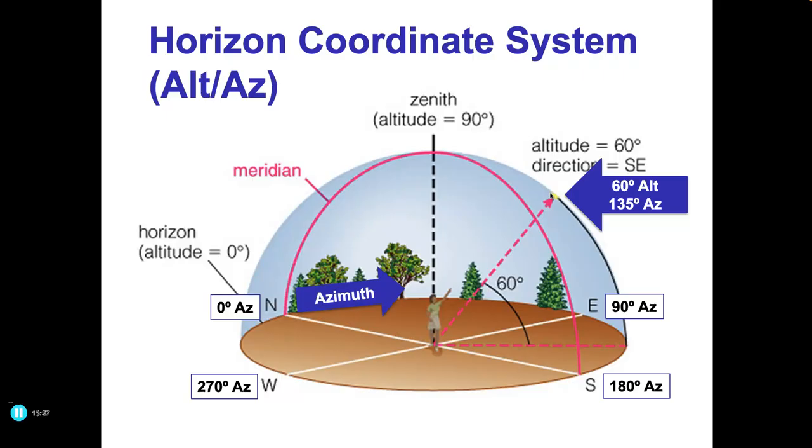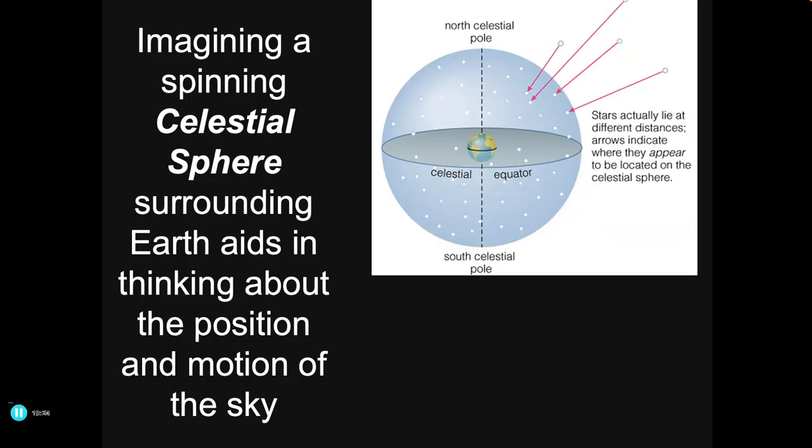Okay. Now, there's a second way to map the sky. Why? Well, because this map really only works for you. It's all about how the sky appears, and where the stars appear to be from your point of view, above your horizon.